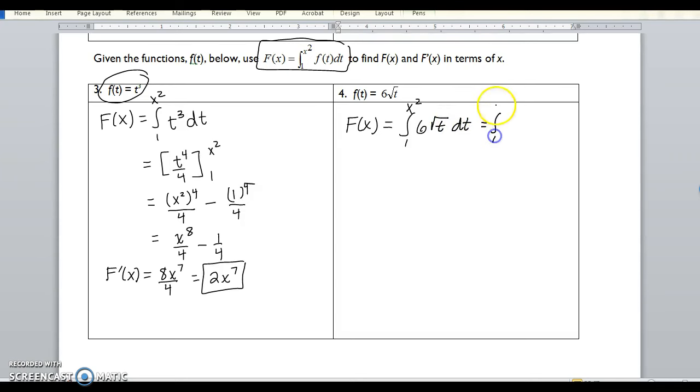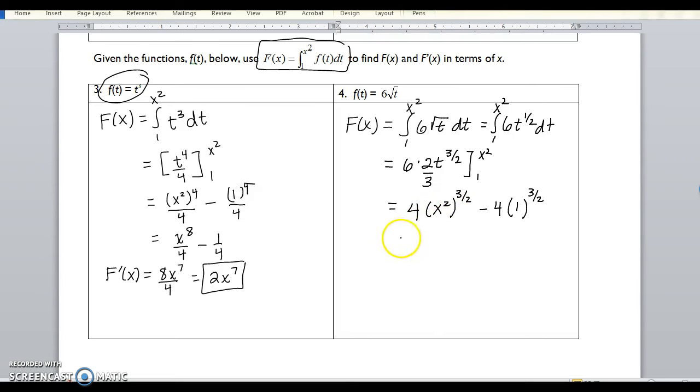So remember that is 6t to the 1/2. So you might want to rewrite that first before you take the antiderivative. So the antiderivative of t to the 1/2 would be t to the 3/2, and then we divide by 3/2 or multiply by 2/3. Evaluate from 1 to x squared. So 6 times 2 over 3 is going to give you 4. So 4x squared to the 3/2 minus 4 times 1 to the 3/2.